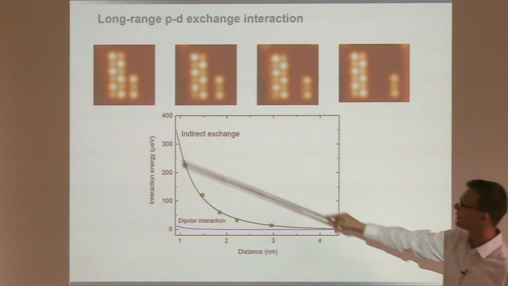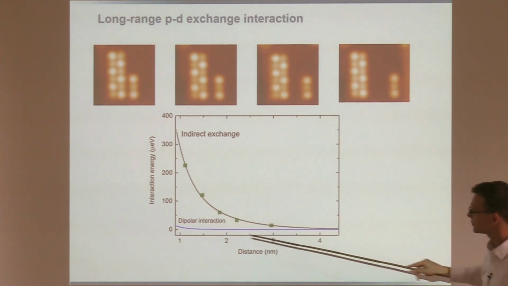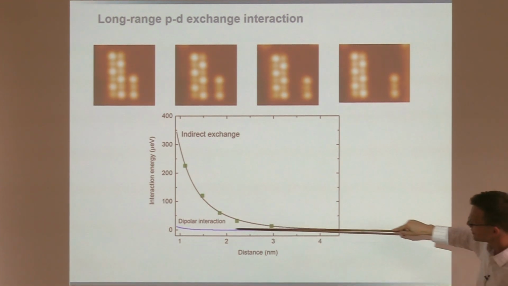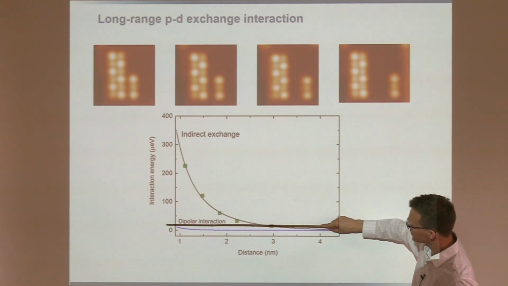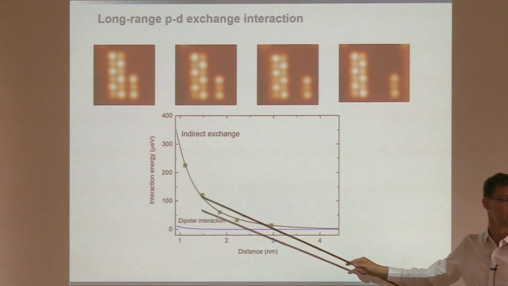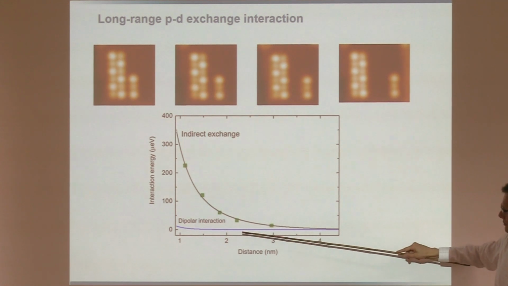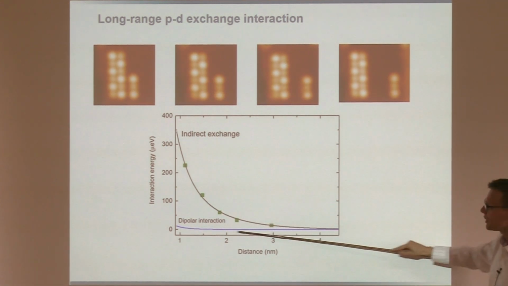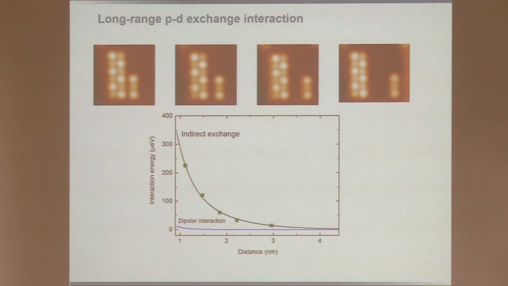This is the interaction energy between the two structures as a function of distance. You can still see that even at 3 nanometers distance, there's still an interaction energy on the order of 25 micro eV. For comparison, we know the magnetic moment of the iron atoms. The blue line is the dipolar interaction between these structures.